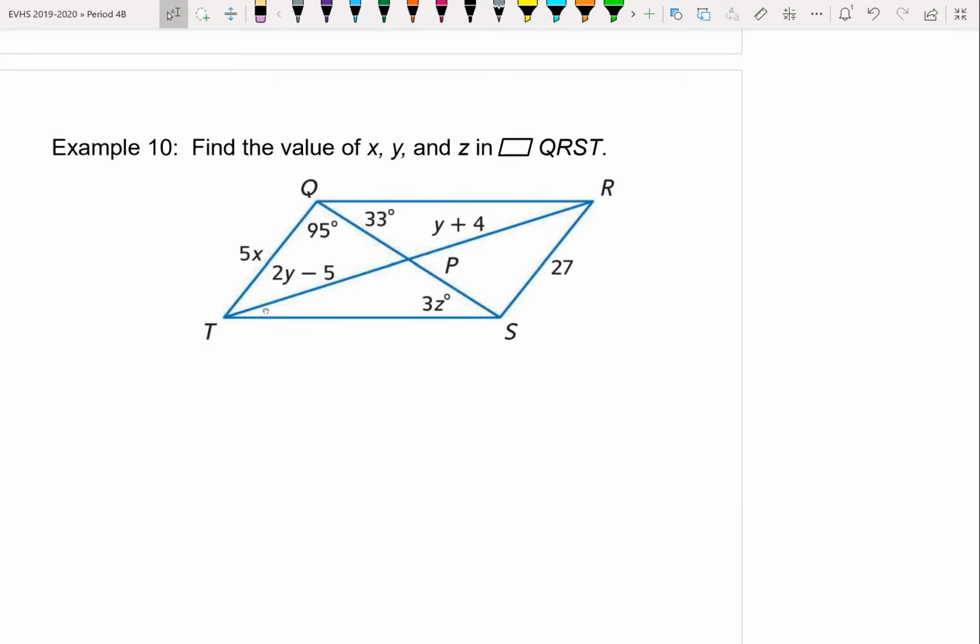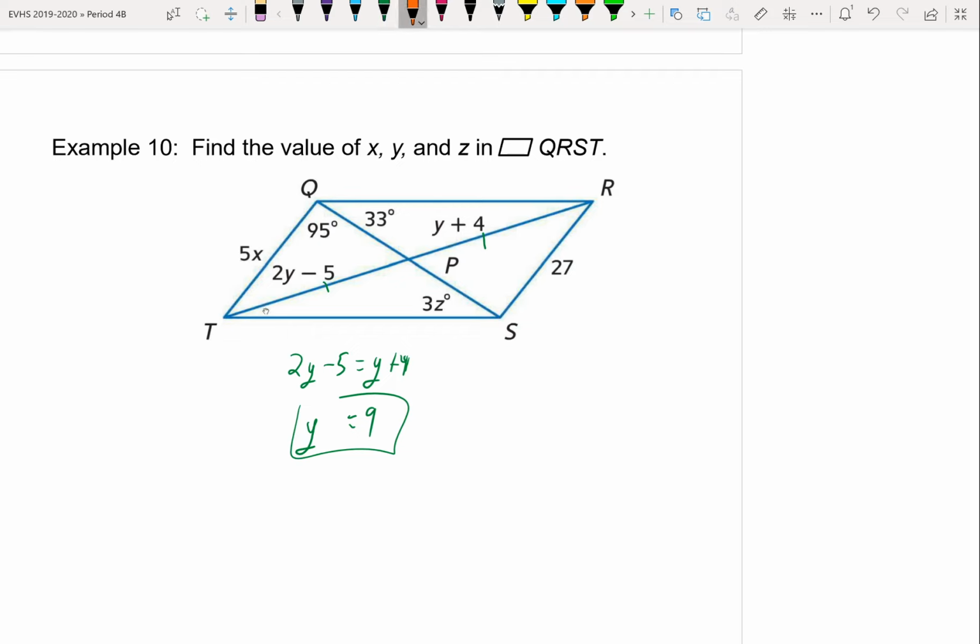All right, number 10, find x, y, and z. Well, let's see what we got here. Looks like our diagonals, P is going to be a midpoint, so 2y minus 5 has got to equal y plus 4, because those two are equal to each other. So subtract y on both sides gives me y, add 5 gives me y equals 9.